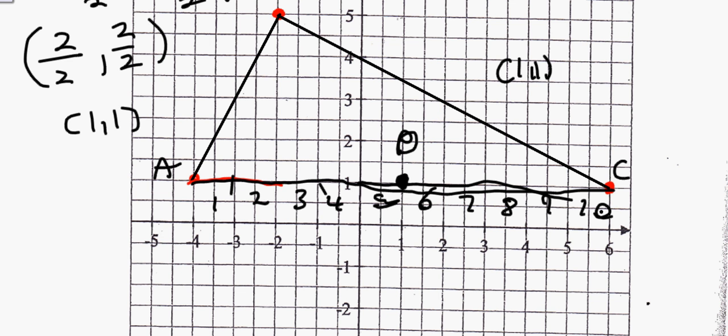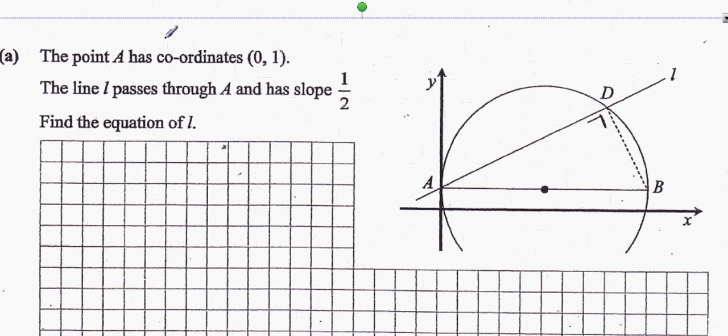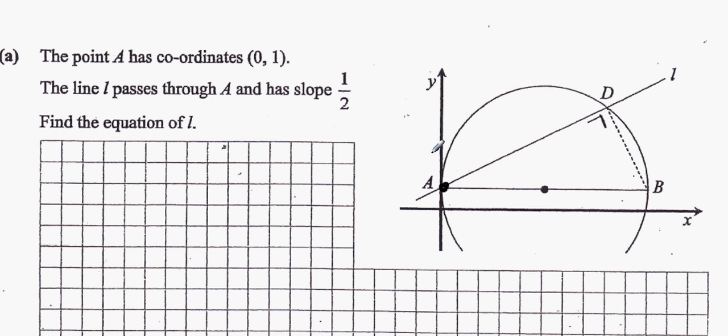Next question. The point A has coordinates 0, 1. The line L passes through A and has a slope of a half. Find the equation of the line L. Because we're looking for the equation of L, and L is a line, we're looking for the equation of a line. In your notes, you have to look in your tables. You have to find the equation of the line: y minus y1 equals m into x minus x1.